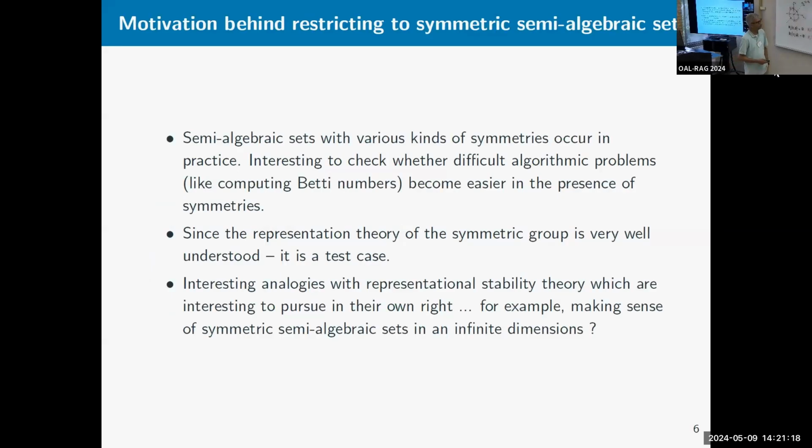There's some motivation that various kinds of symmetries occur in practice, I guess. But one thing is that the representation theory of the symmetric group is very nice and pretty and is well understood, so it can be used as a test case. And there are certain analogies with what's nowadays called representation stability theory, which I will come back to towards the end of this talk. So, for example, making sense of symmetric semi-algebraic sets in a number of variables close to infinity.